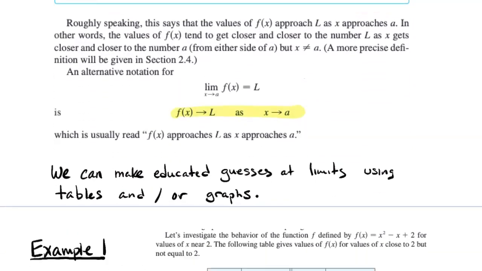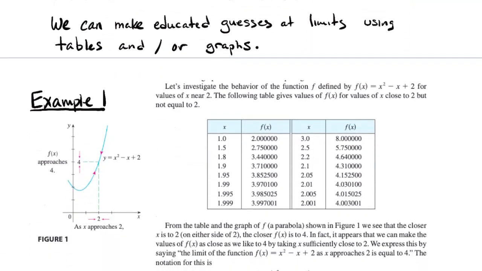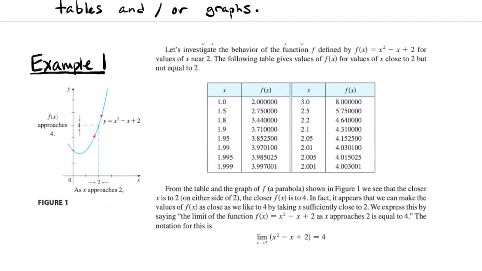Let's take our first example, again, clipping it from the text. The author has a function here, f of x. It's defined by x squared minus x plus 2. Okay, and he's drawn a little graph of it over there on the left in figure 1. And to ask the question, well, what's the limit as x approaches 2 of x squared minus x plus 2?